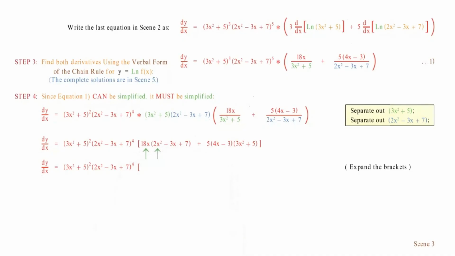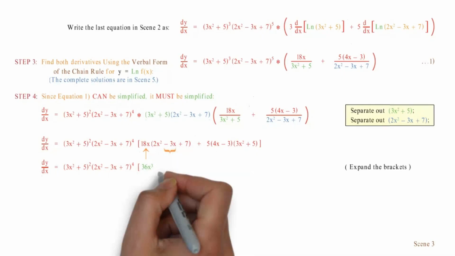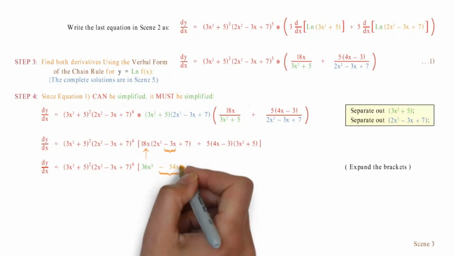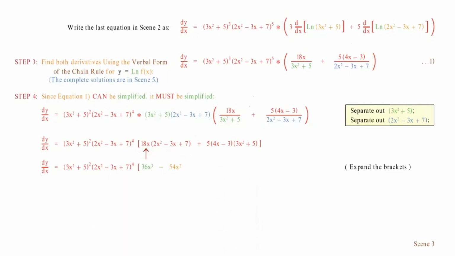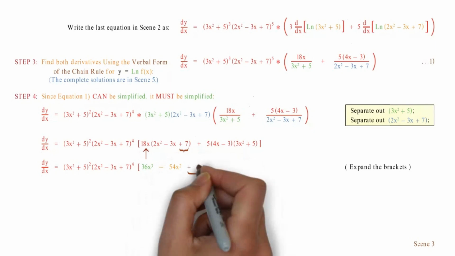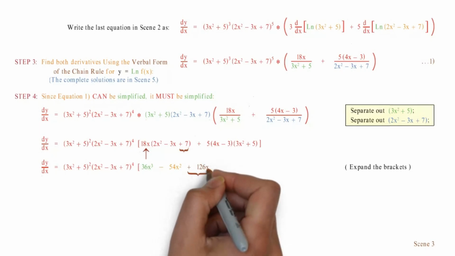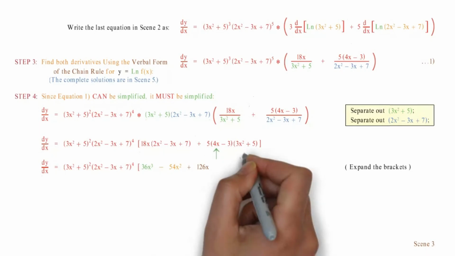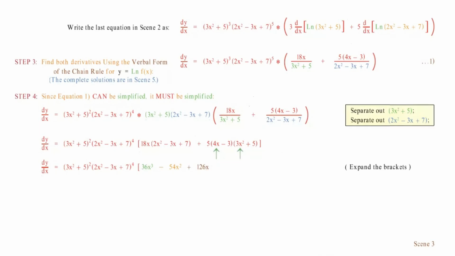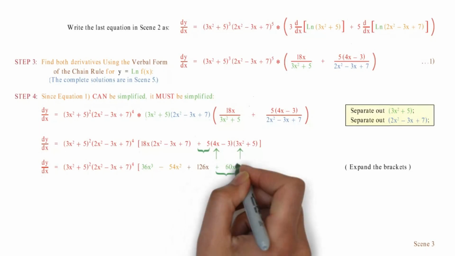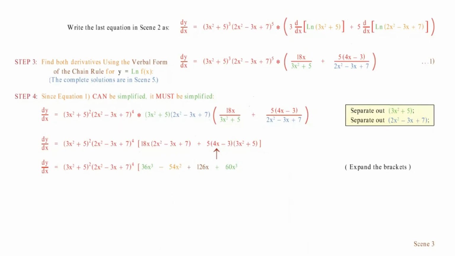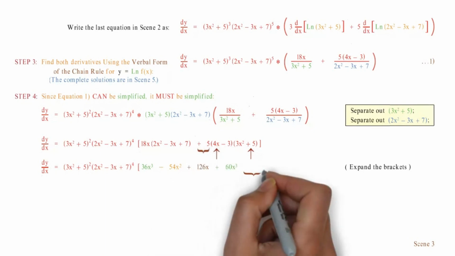18x times 2x squared is 36x cubed. 18x times minus 3x is minus 54x squared. 18x times plus 7 is plus 126x. 4x times 3x squared is 12x cubed, times plus 5 is plus 60x cubed. 4x times plus 5 is plus 20x, times plus 5 is plus 100x.